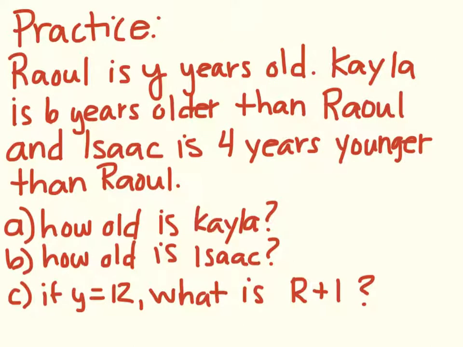Here's your first practice problem for 7.5. Raul is Y years old. Kayla is 6 years older than Raul, and Isaac is 4 years younger than Raul. Part A asks, how old is Kayla in terms of Y? B asks, how old is Isaac in terms of Y? And finally, C asks, if Y is equal to 12, what is the sum of Raul's age plus Isaac's age? Press pause while you work, and when you come back, we'll work with multiplication and division.